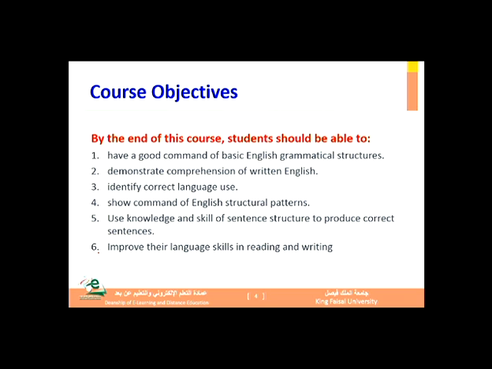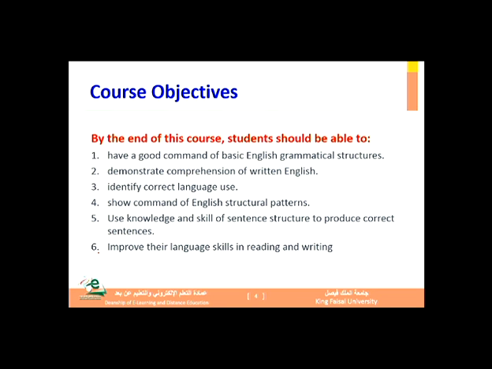Number three, the student will be able to identify correct language use. In other words, when you study, for example, in chapter number 1 of our book, the verb to be, the simple present tense and the progressive tense, we are going to have the skill of evaluating a sentence, whether it is correct or incorrect, and we'll probably have the ability to judge how grammatical this sentence is or how grammatical this paragraph is.